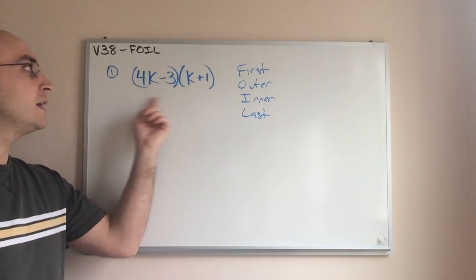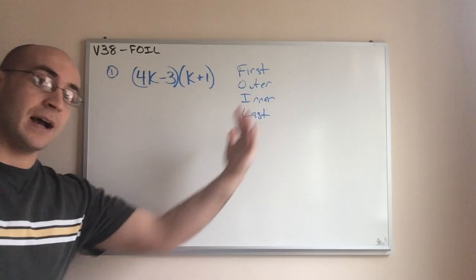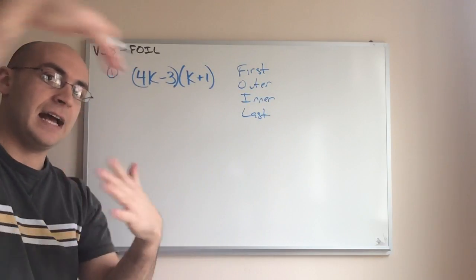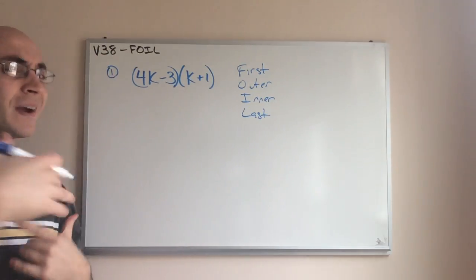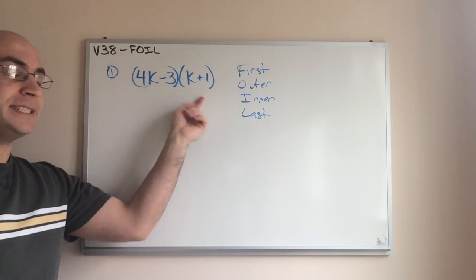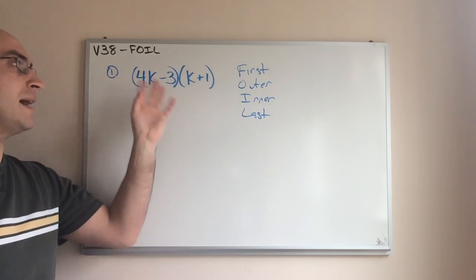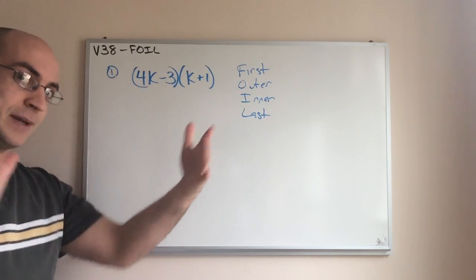Okay, well, not yet, but it's going to be two different terms. Remember how the quadratic is going to have two different x-intercepts. These are going to be two x-intercepts, but we have to FOIL them together to get the big picture.